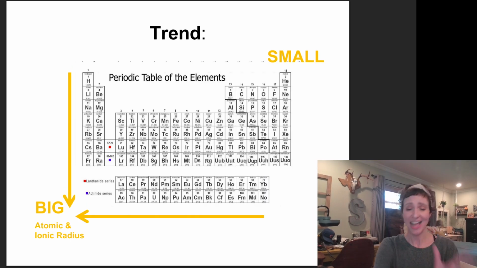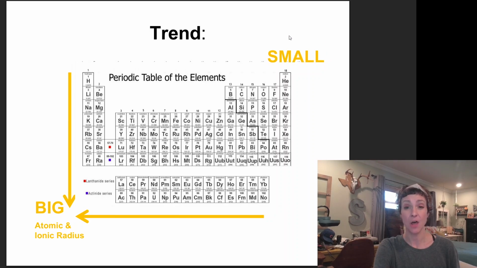So my trend of atomic radius, as we just mentioned, is everything gets big down here at the bottom left of my periodic table. So there is increasing down a group, and we could say there's decreasing in size across a period.